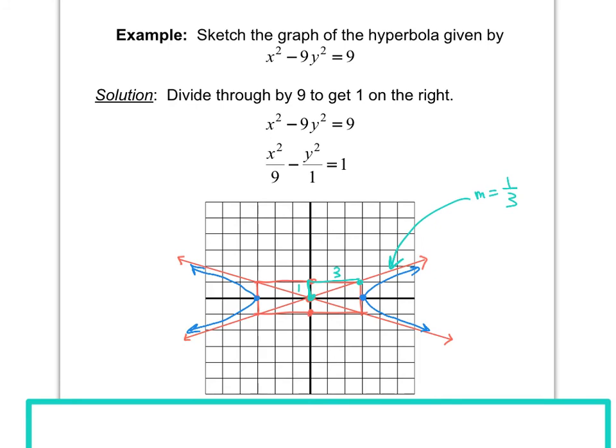Which means since this goes through the origin, I have the line y equals 1/3 x. And for this one, when I look at my box, I'm going to have a fall of 1 and a run of 3 for those 2 points. So my slope is negative 1/3. So my equation is y equals negative 1/3 x.